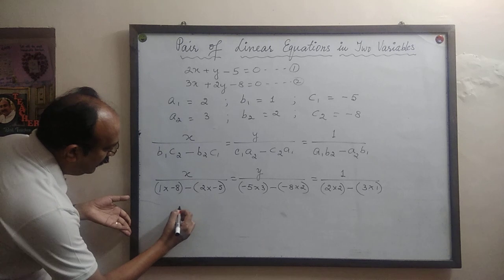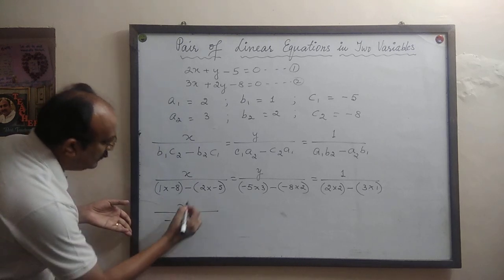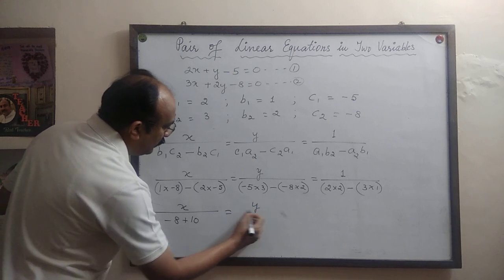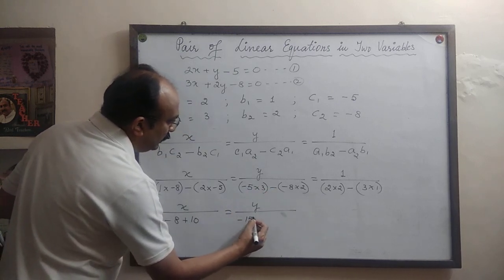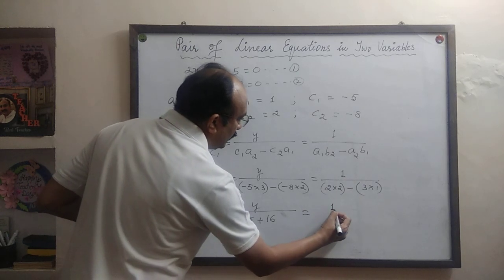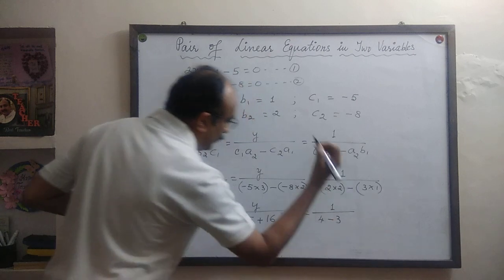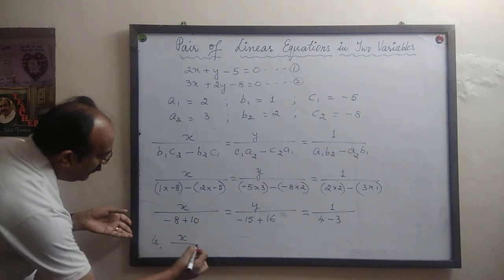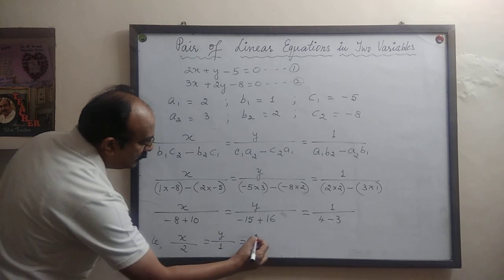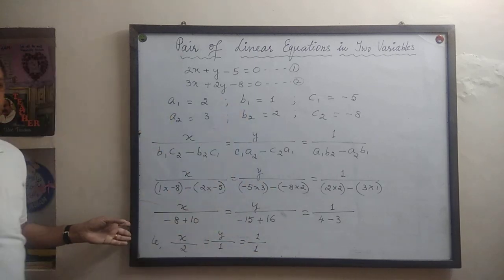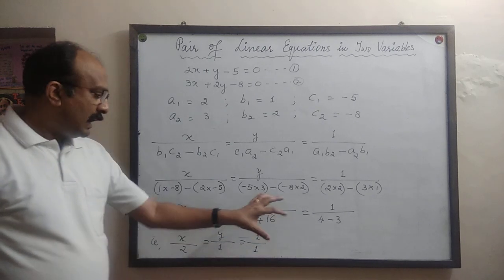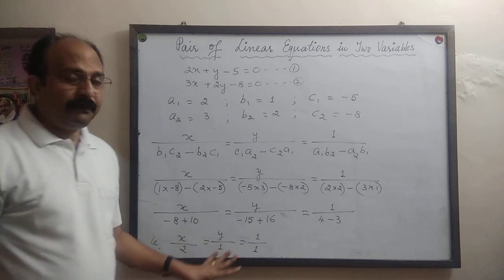Now, simplification. x upon minus 8 minus minus 10, so minus 8 plus 10, is equal to y upon minus 15, again minus minus, plus 60, is equal to 1 upon 4 minus 3. That is, x upon 2 is equal to y upon 1 is equal to 1 upon 1. We got x upon 2 equal to y upon 1 is equal to 1 upon 1. After reaching this step, this is the simplest step, no more simplification is possible.